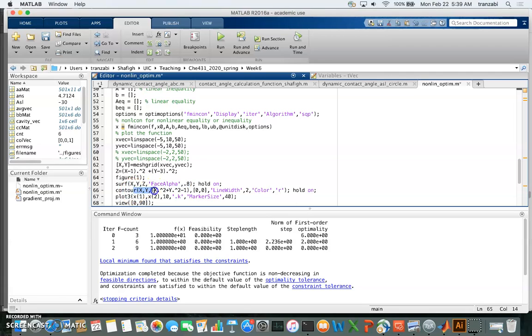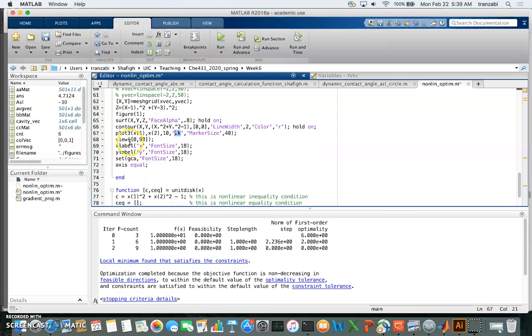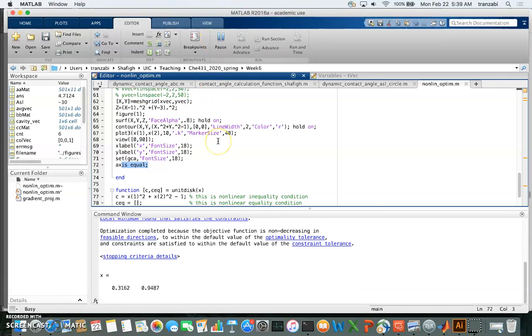Alright, so now we're going to look at the unit circle. You just want to see where the unit circle is, and I'm going to plot the converged or optimal solution with the black dot. This is to view the surface from the top, and the x, y labels, and then the font size of the axes, and then make the unit along each axis equal. Alright, so let's run this code.